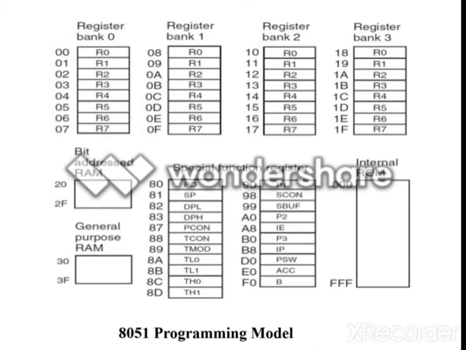Then after 1F, that means 20 to 2F, this memory is used for bit addressable RAM. Then after that, 30 to 7F is used for general purpose RAM, that means general purpose storage. Then after that, 80 to FF, this location is used for SFR purpose.